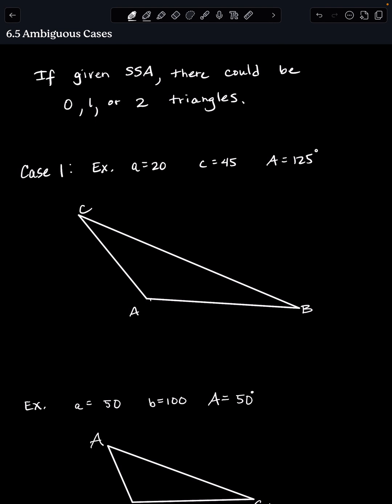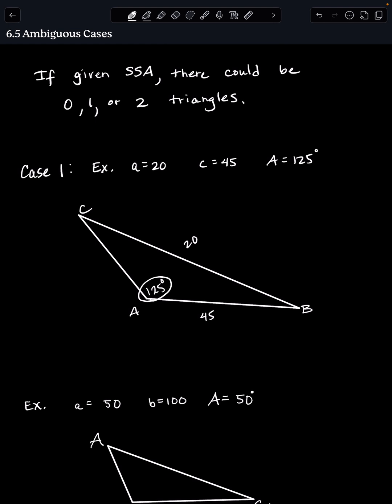So in this first example, I've already got the triangle drawn, but let's label it. So make sure you draw and label your triangles. So side A is 20, side C is 45, and then they've given me angle A is 125 degrees. Now hopefully right off the bat you can see that there's no triangle possible here because of the fact that angle A is 125 degrees.